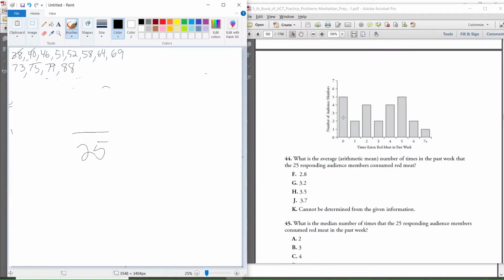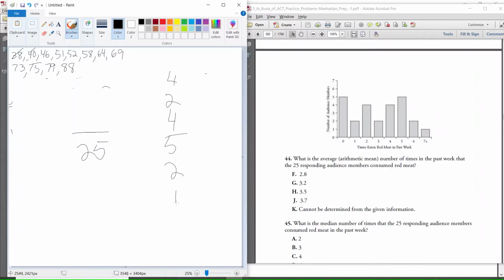So for the 2 column, 4 audience members ate red meat. And for the 3 column, it's 2 audience members. For the 4 column, it's 4 audience members. For the 5 column, it's 5 audience members. For the 6 column, it's 2 audience members, and for 7 plus, it is 1 audience member. So we add all those up because we want at least twice. That means 2 times, 3 times, 4 times, 5 times, 6 times, and 7 plus times.